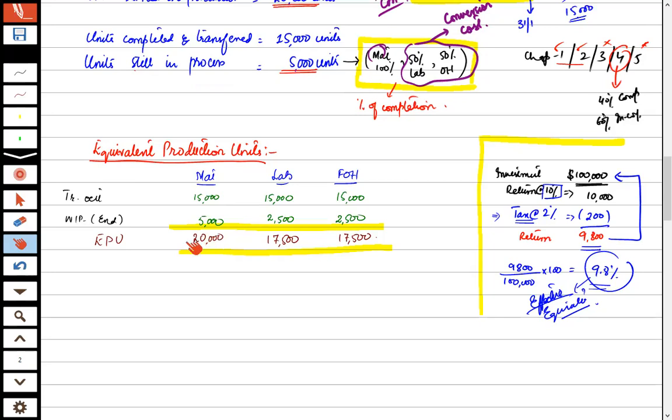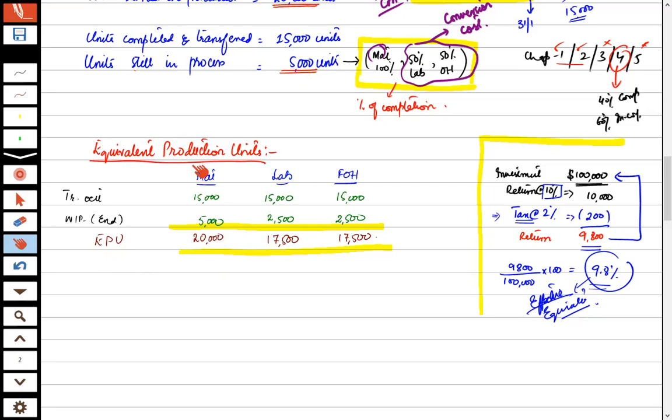Okay. Now what we had done here, we had done WIP in terms of material, labor, and FOH. Material is applied 100% on the WIP. That's why we have written 5,000. But labor and FOH are applied 50%. So we have written the 50% of 5,000 units. Now we total it. That represents the EPU.